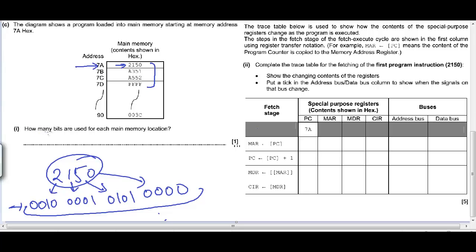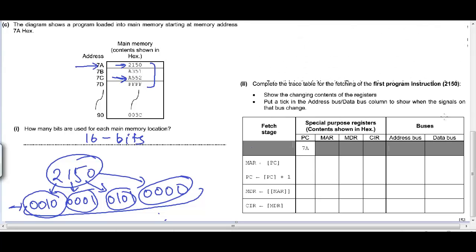So the question he's asking is how many bits are used for each main memory location. As we can see, each memory location has 4 hexadecimal digits, and for each hexadecimal digit we need 4 bits of memory. Therefore, for one memory location we have 4 hexadecimal digits, which means we are going to need 16 bits per memory location.